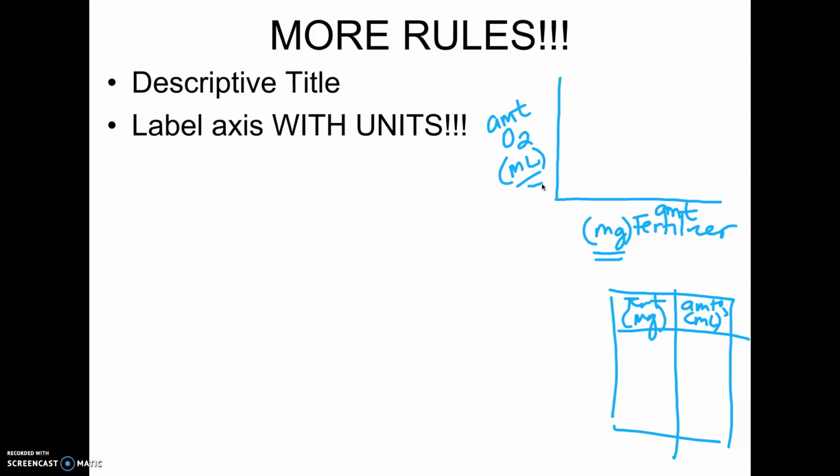As far as a title, usually there'll be a title on the table already, so just transfer the title to your graph. And the same is really true, honestly, for your labels as well.